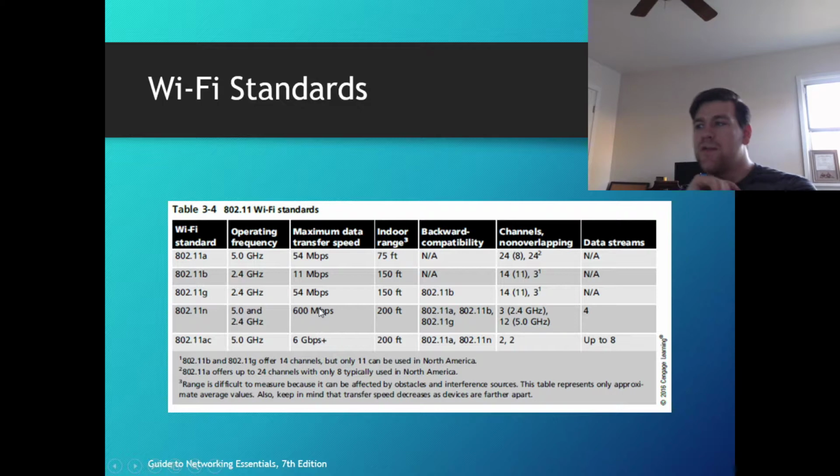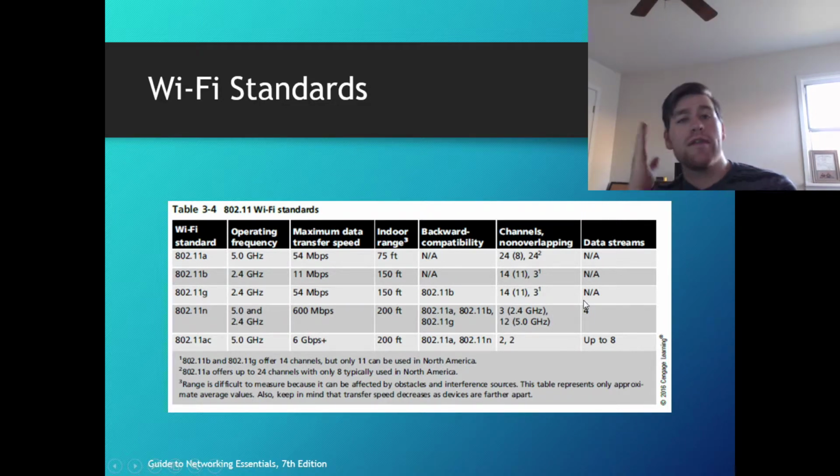And the maximum data transfer speed for 802.11n was 600 megabits per second. That was if you were using 5 gigahertz bandwidth, or frequency rather. And then 300 megabits per second and 150 megabits per second, depending on what you were willing to pay for, would have been the 2.4 gigahertz frequency. The range on that was 200 feet, though that's questionable. I wouldn't say that you would ever really get 200 feet with any 802.11n networks.